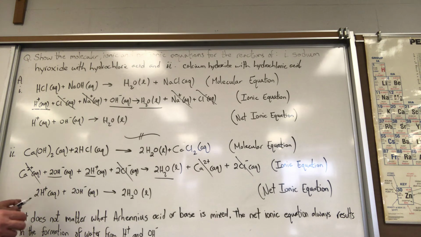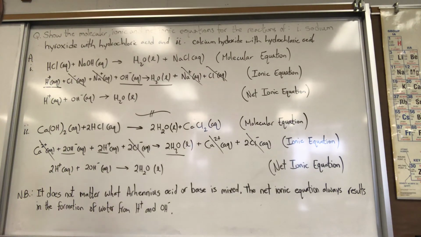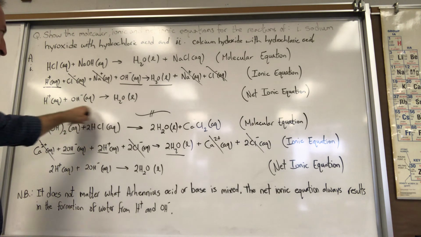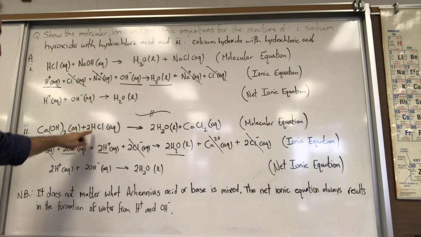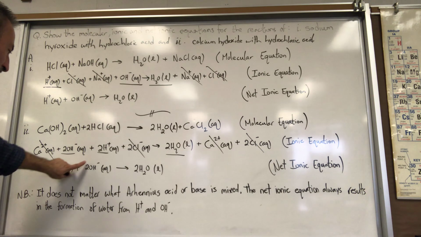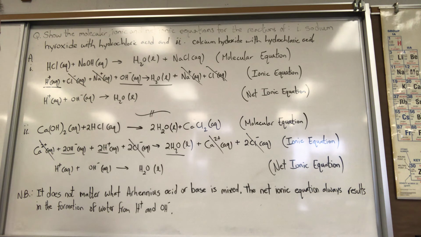Notice this: it does not matter what Arrhenius acid or base is mixed, the net ionic equation always results in the formation of water from H plus and OH minus. When you have a strong acid with a strong base, you're always going to get water. This reaction is the net ionic equation. In this case, you got two equivalents of it because you had two hydrochloric acid, but this would essentially reduce to that. You could take away the 2's because they all cancel out. So whenever you mix a strong acid with a strong base, you always get the formation of water from H plus and hydroxide. And that's the answer to your homework.